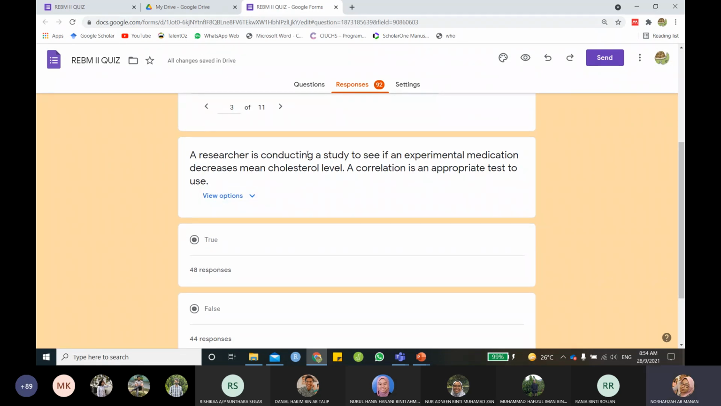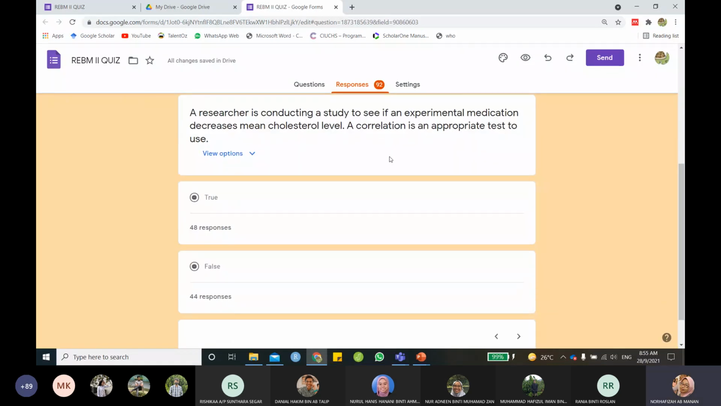The researcher is conducting a study to see if an experimental medication decreases mean cholesterol level. Correlation is an appropriate test to use. True. Okay, so what about this one? What is the best statistical test?